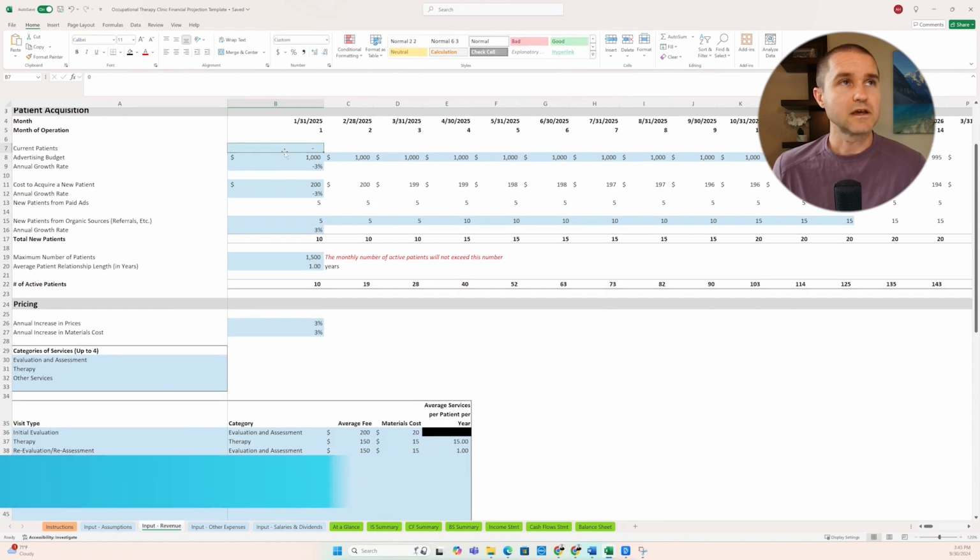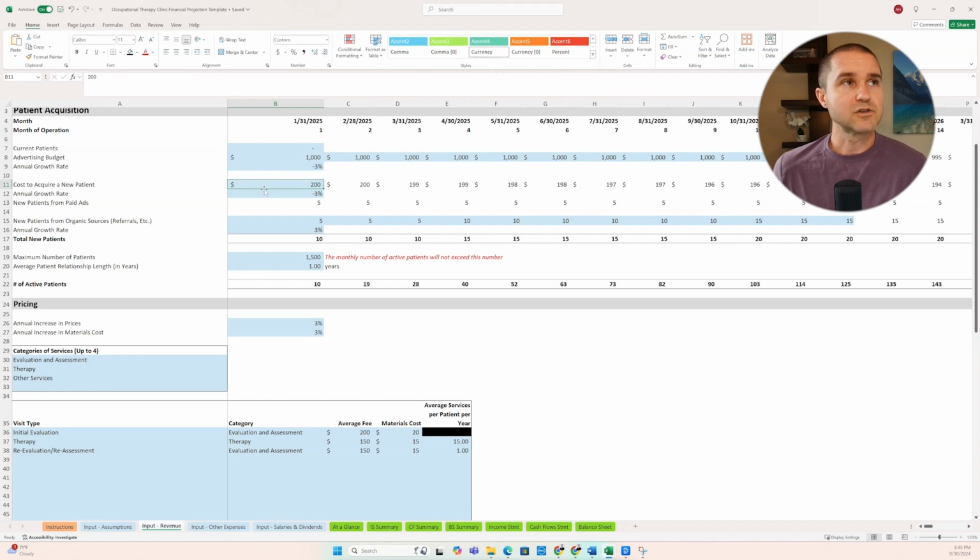So on revenue, again, we're assuming you have no current patients. So we're going to say 0 for current patients. Let's say you have an advertising budget of $1,000 a month. And we're going to assume that the cost to acquire a new patient is $200. Now, this is something that you may or may not know. If you are working with a marketing company that is going to help you do online advertising to try to acquire customers or patients, they may have some insight for you on what they would expect in terms of customer acquisition cost based on their experience. And so that could be a conversation with them.